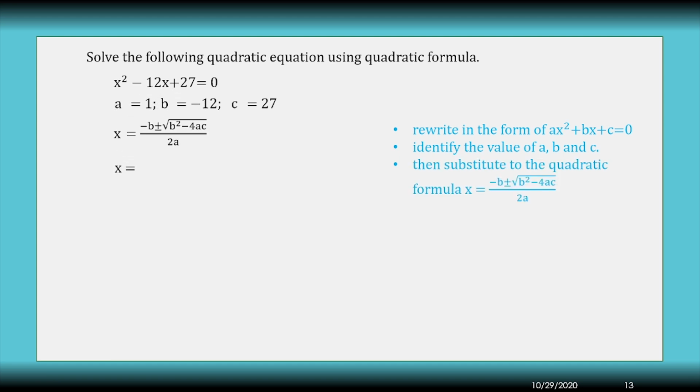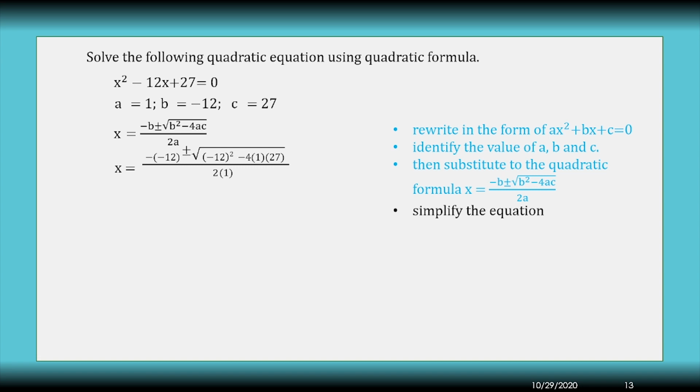So, x is equals to negative times the value of B, which is negative 12, plus minus square root of the value of B again, negative 12 quantity squared, minus 4 times the value of A which is 1, times the value of C which is 27, all over 2 times the value of A which is 1. Okay, next simplify naman tayo.